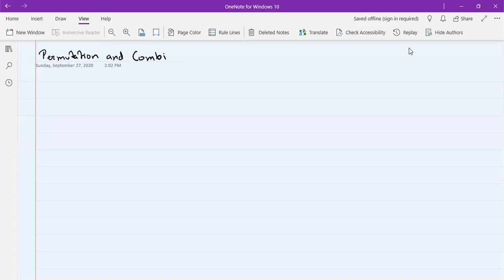So this is the chapter that we are going to start today: permutation and combination. Have you heard of this chapter? Have you heard of any topic like this?